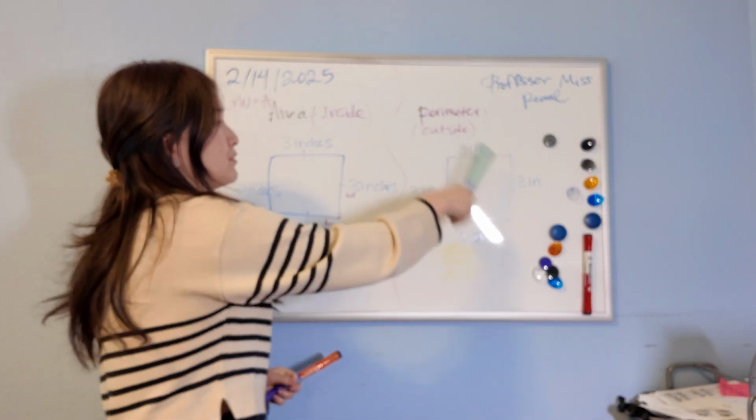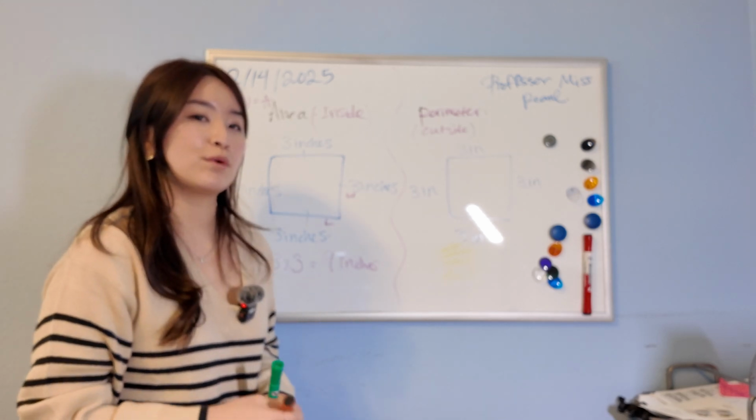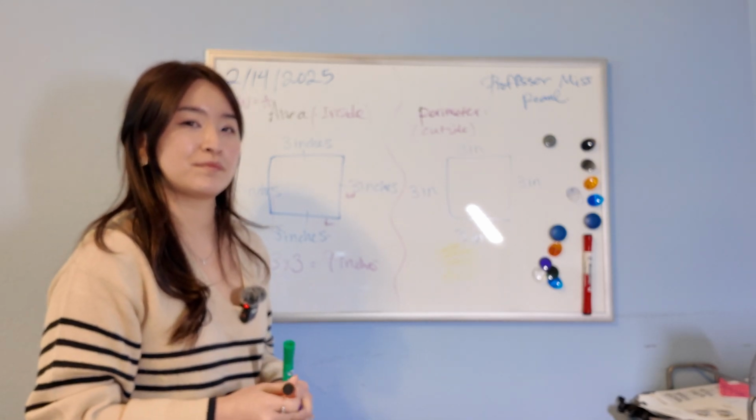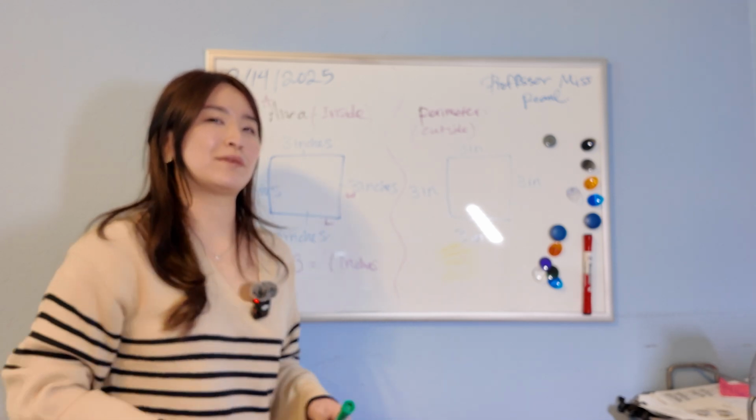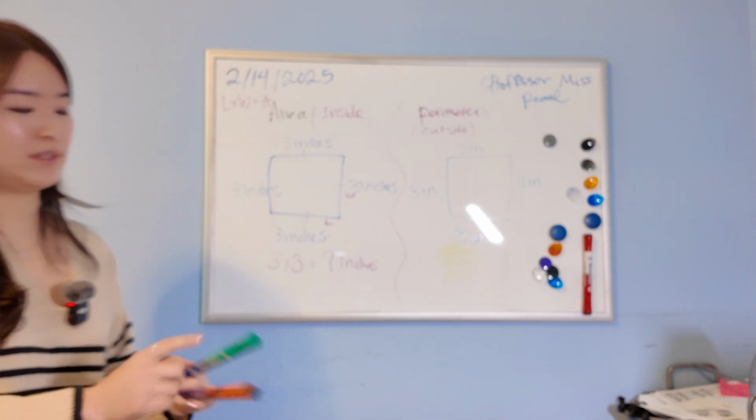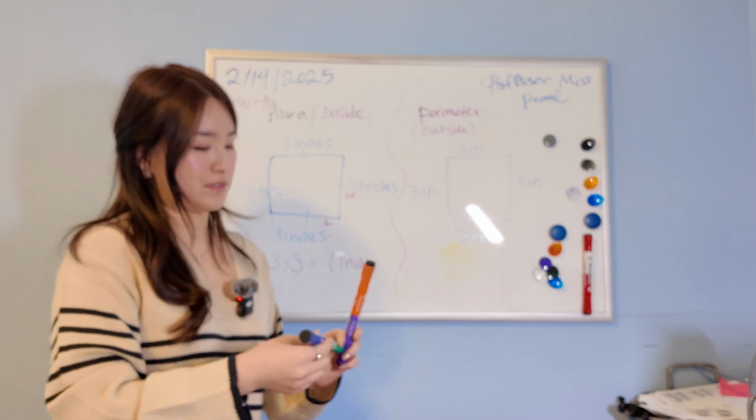Exactly, since we have 3 inches in all the sides, what is the formula for a perimeter? Does anybody know? Especially for a square or rectangle, there is a specific formula that you can use to make it a little bit easier. There's 2 ways to kind of do it.